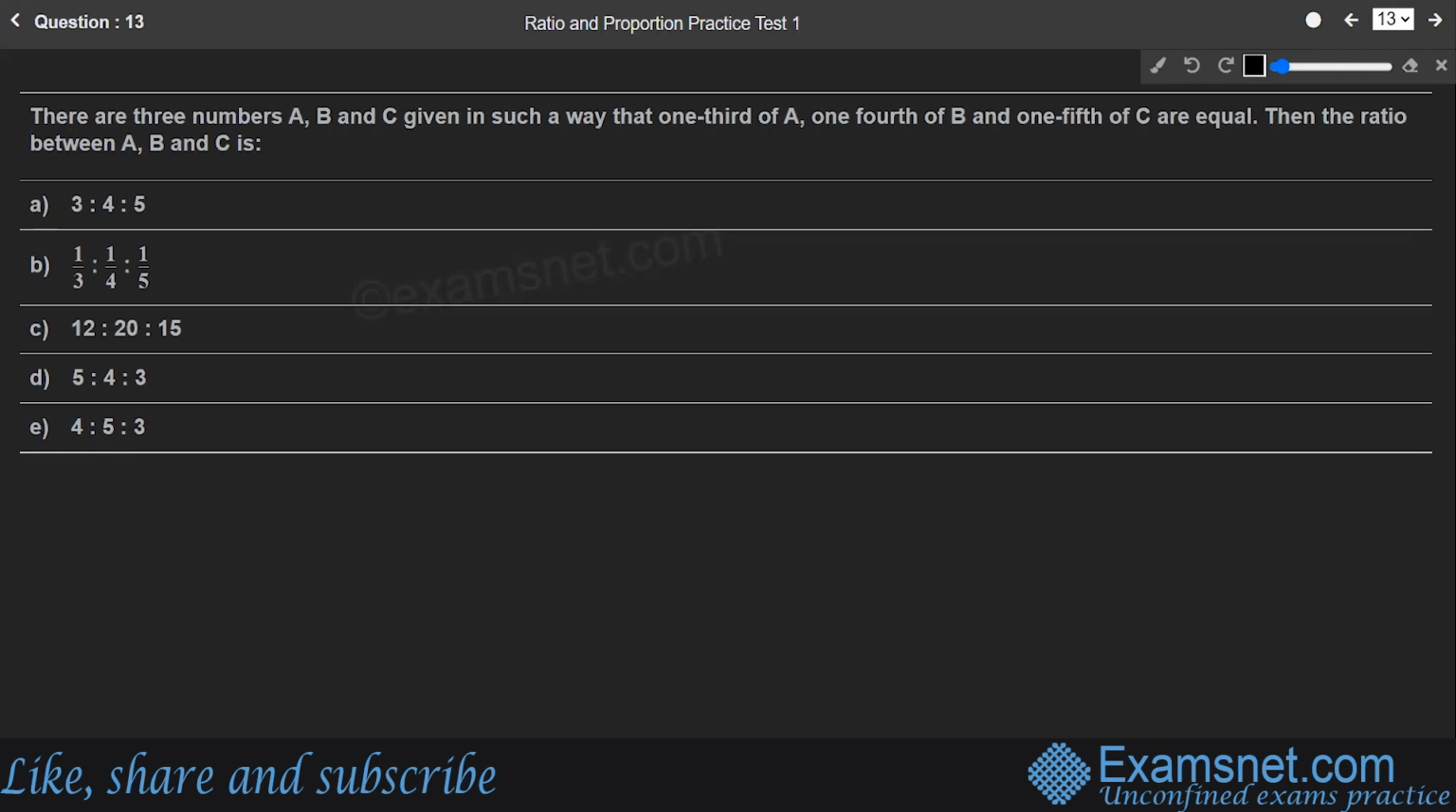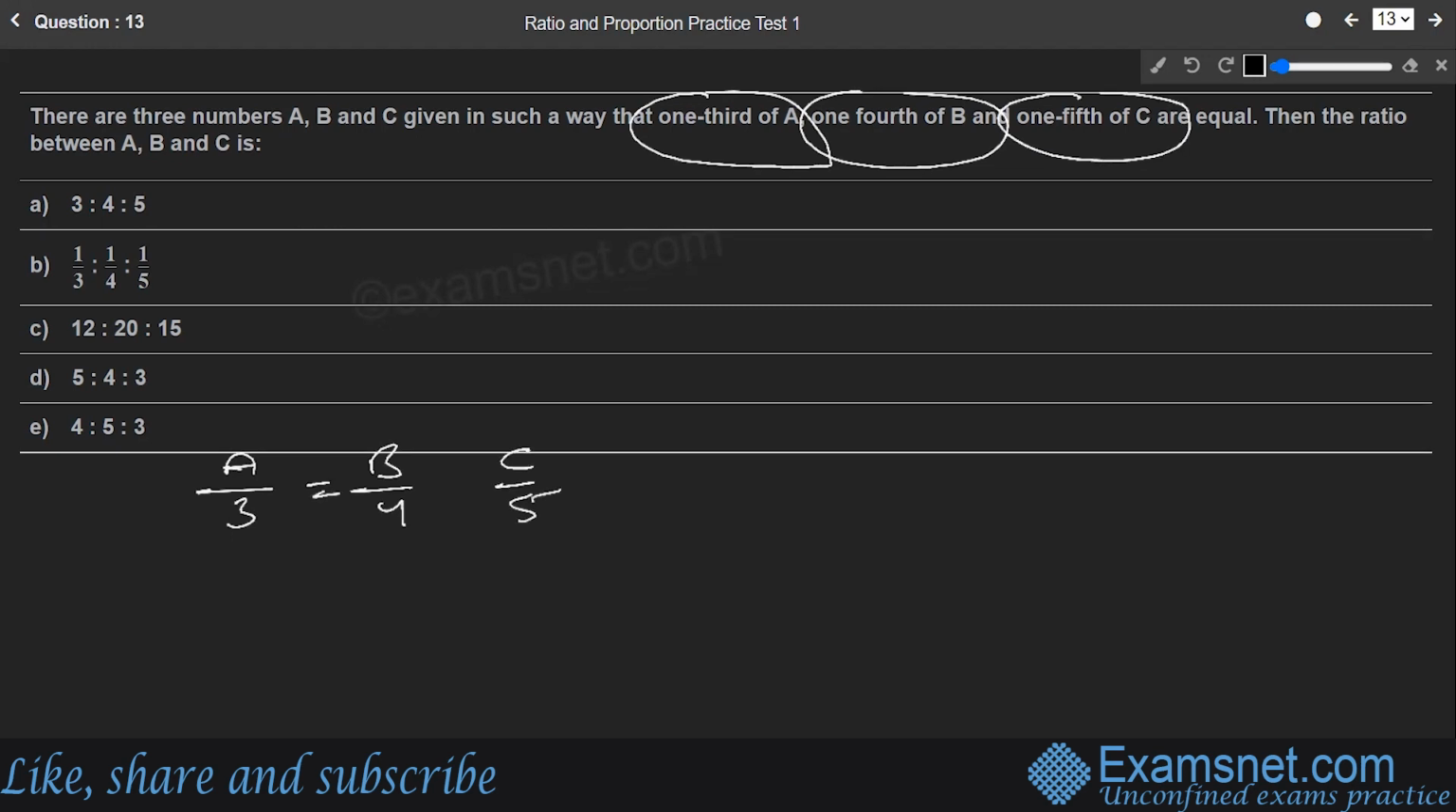The first connection is 1/3 of A. So what is 1/3 of A? Is A by 3. 1/4 of B. So what is 1/4 of B? Is B by 4. And 1/5 of C. So what is 1/5 of C? C by 5. They say they are all equal. So we have written like that.